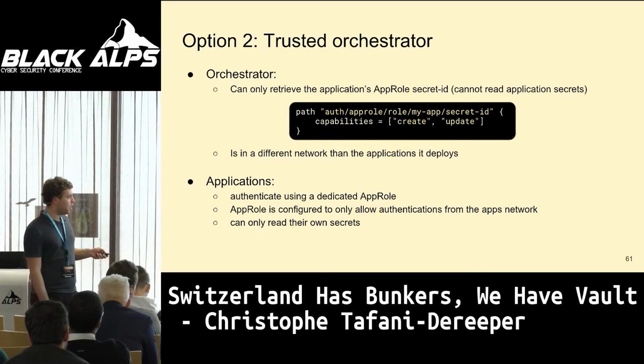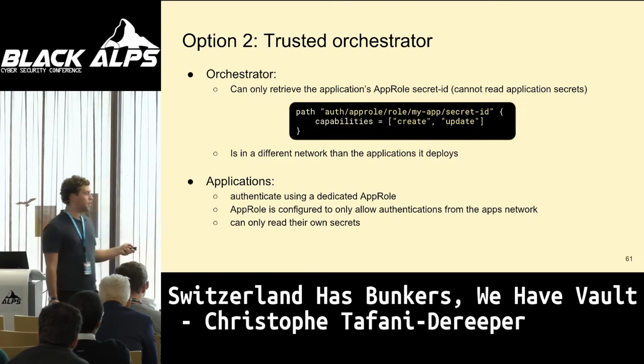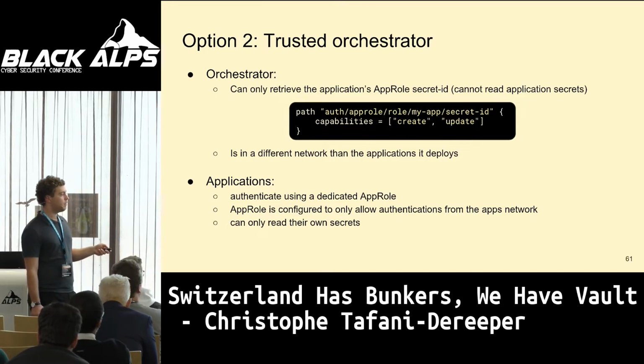And then we can configure the app role with some restrictions on from where the secret ID can be used to authenticate. So we say we can only use it to authenticate from the application network, which is in a different subnet than the orchestrator.